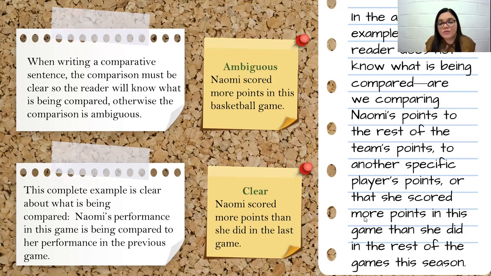So what should we take into account then? In the ambiguous example, the reader does not know what is being compared. Are we comparing Naomi's points to the rest of the team's points, to another specific player's points, or that she scored more points in this game than she did in the rest of the games of the season? While in the second one, you're saying Naomi scored more points than she did in the last game. Now you are comparing and you're making the statement more specific and clearer.